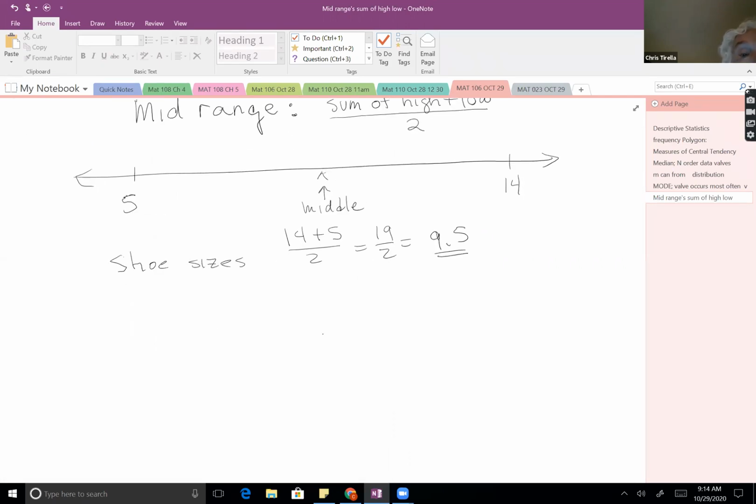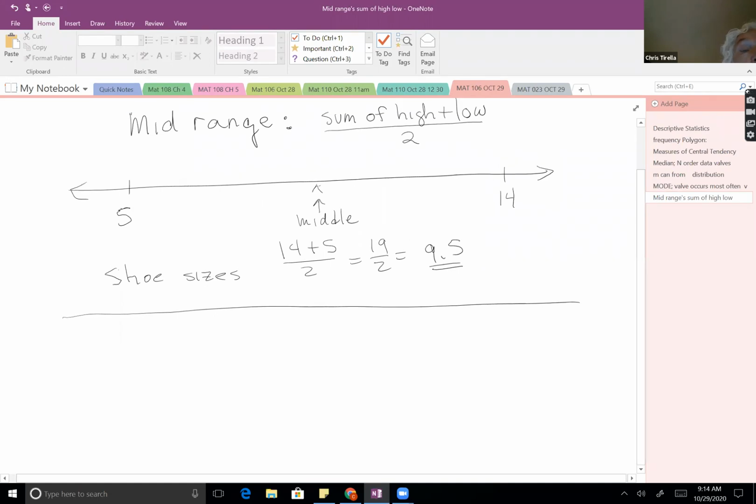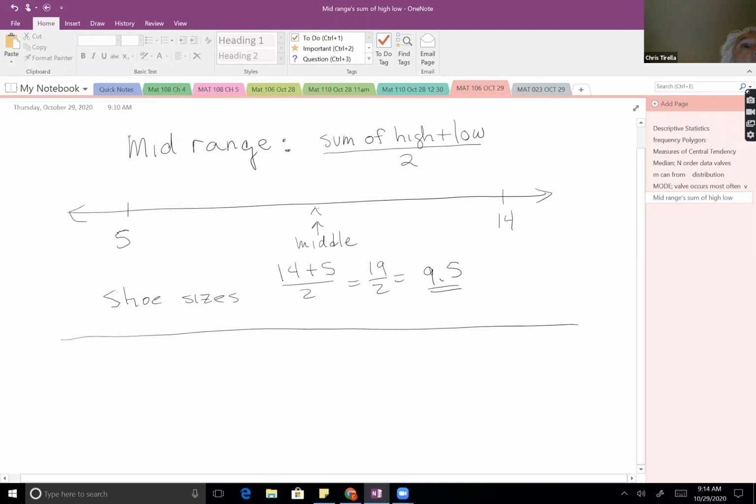So measures of central tendency, we have mean, median, mode, and mid-range. The mid-range is probably the easiest to find, high plus low over 2. But because that's probably most foreign to you, people have a hard time remembering that. So remember the mid-range is the middle of the range, high plus low over 2.